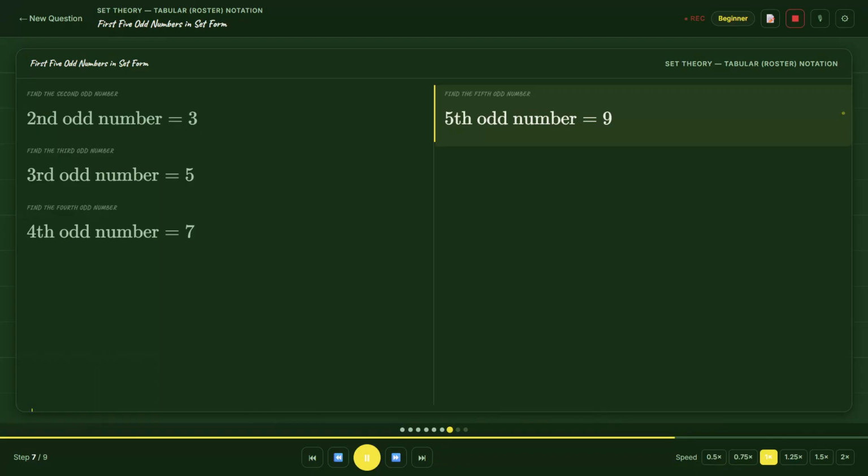Let's put them together. Here are our 5 odd numbers all in a row. 1, 3, 5, 7, and 9. Now we just need to write them in the set way with curly brackets.